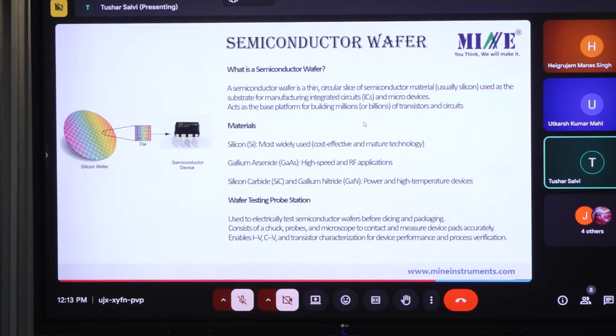Okay. So a semiconductor wafer is a silicon material, gallium nitride, silicon carbide. Semiconductor manufacturers usually use this substrate to manufacture integrated circuits.